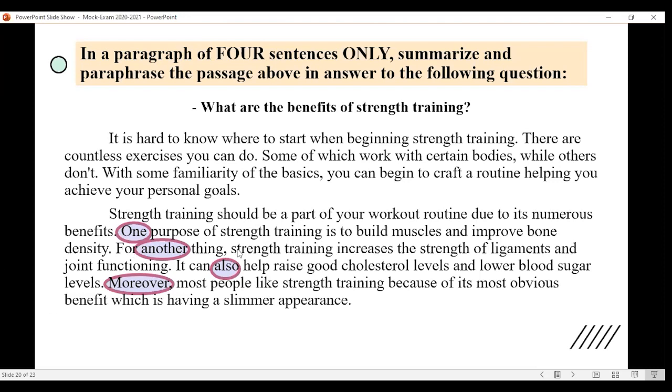Okay. For another thing, strength training increases the strength of etc. I can change the verb increase. What does increase mean? We always hear increase and its opposite decrease. What is increase? Increase means the thing becomes more, it goes up. Exactly. So I can use another word instead of increase. I can use raise, or more. For example, I can say strength training makes the ligaments and the joint functioning more better, or it raises the strength of ligaments and joint functioning. The most important thing is that I change some words or even one word.